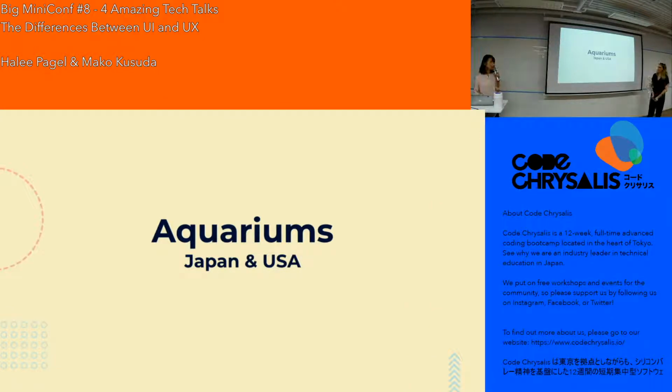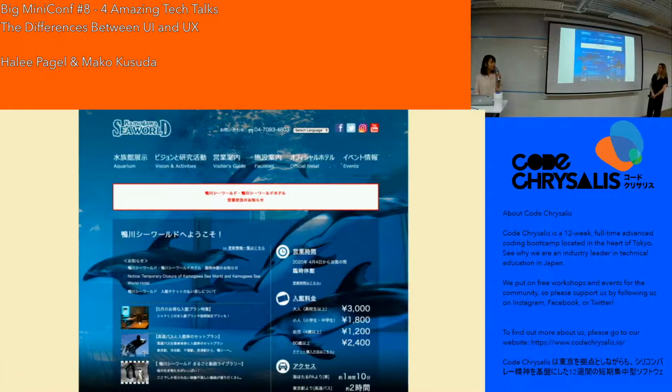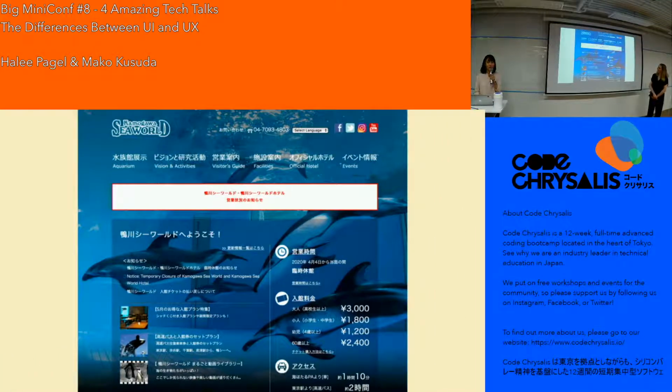Next example is aquarium websites. This is a website of Kamogawa Sea World. On the top of the page, it has a navigation bar. On the middle of the page, you can find information on staying plan, office hours, admission fee, and access information. We can get much information by just visiting the top page.